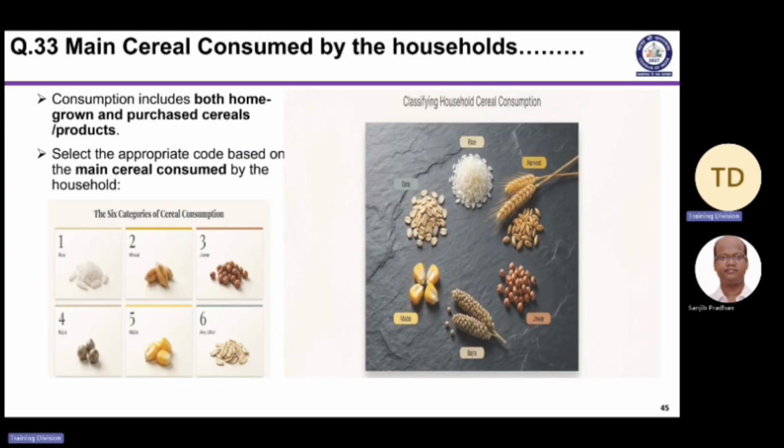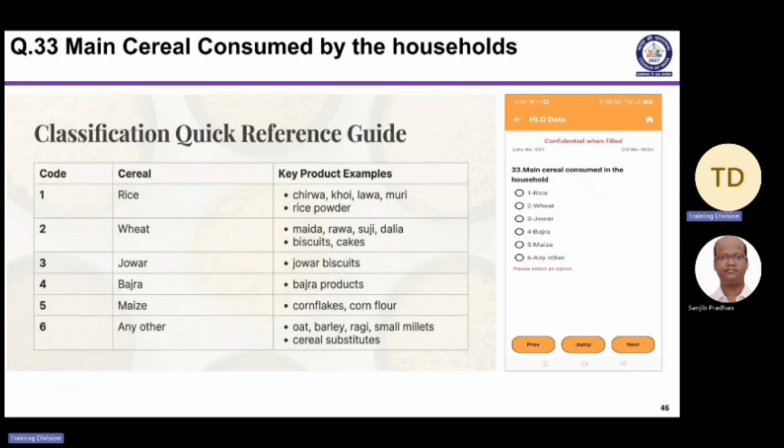Then question number 33. It's a miscellaneous question. Main cereals consumed by the household. So here we have 6 codes. Miscellaneous question. It's not assets, it's not amenity. Okay, it's a miscellaneous question. So consumption includes both homegrown and purchased cereals or products, and select the appropriate code. So we have these 6 codes: rice, wheat, jowar, bajra, maize, any other. So mainly consumed in the household, that cereal has to be mentioned here.